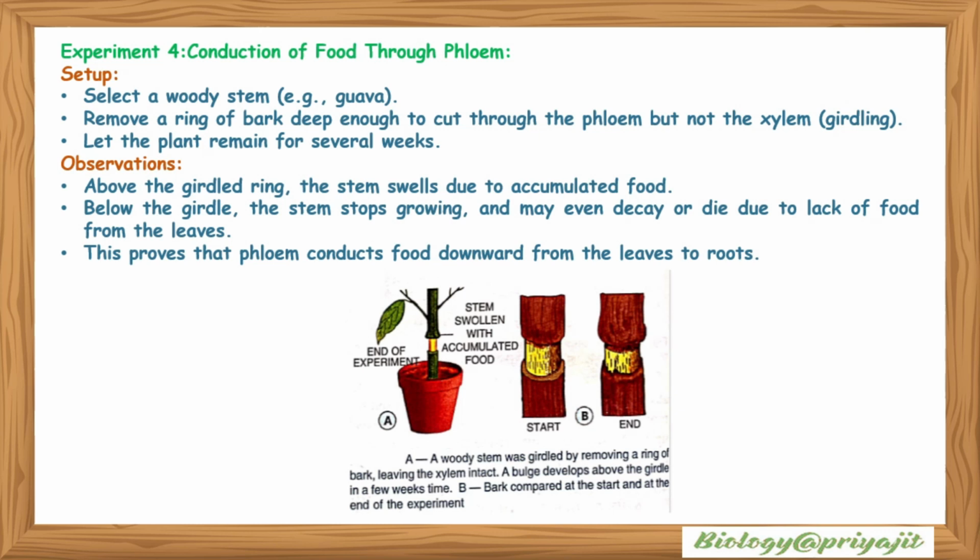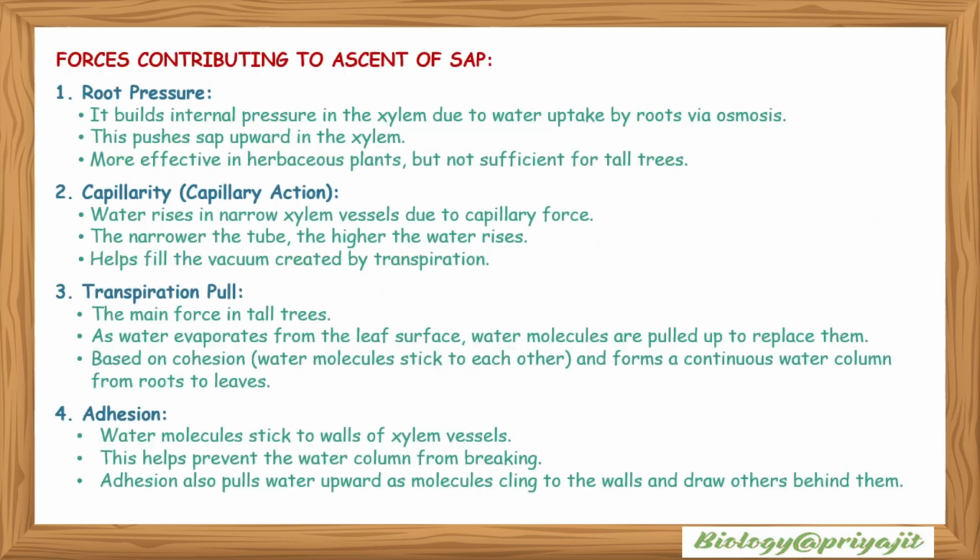Observations: above the girdled ring, the stem swells due to accumulated food. Below the girdle, the stem stops growing and may even decay or die due to lack of food from the leaves. This proves that phloem conducts food downward from the leaves to roots.